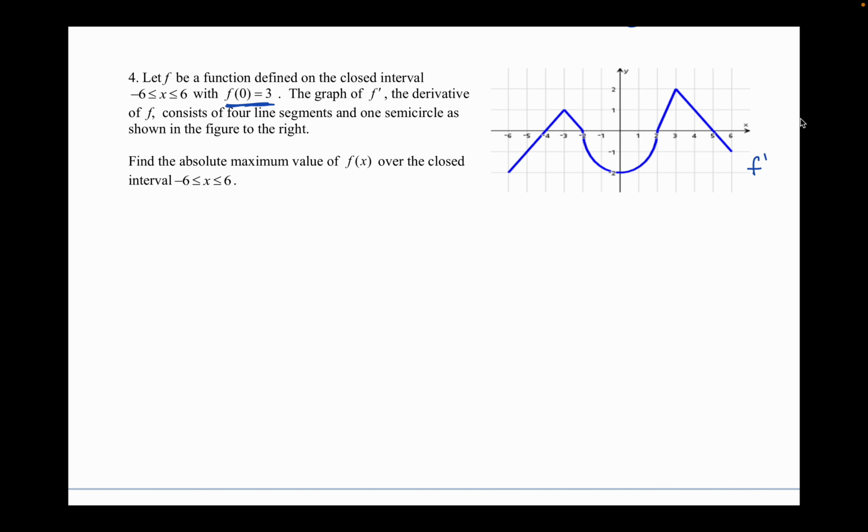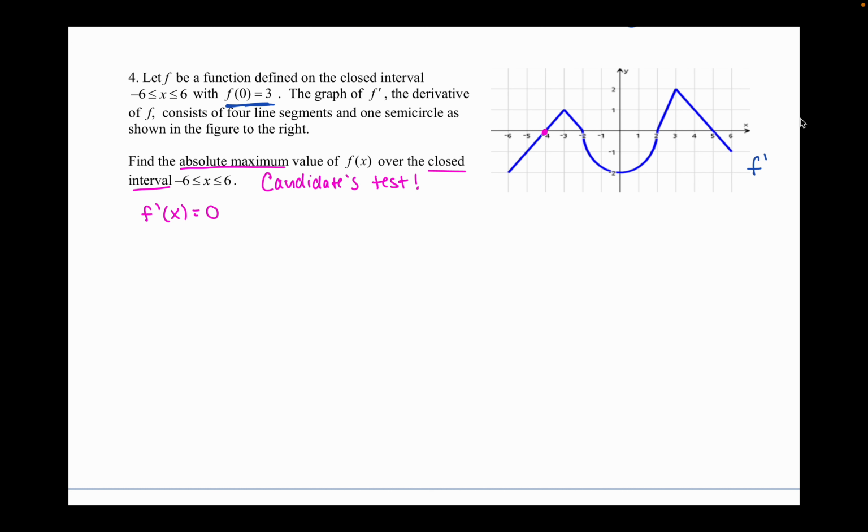Okay, so what we want to do here is find the absolute maximum value over the closed interval. When you hear absolute maximum over a closed interval, you should think we need to do the candidates test, which means we're going to test the endpoints and we're going to test any critical points. So let's first find what the critical points are. That's where f prime of x is going to equal 0. We can find those on the graph.